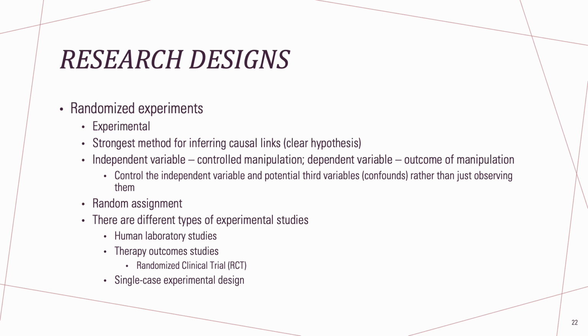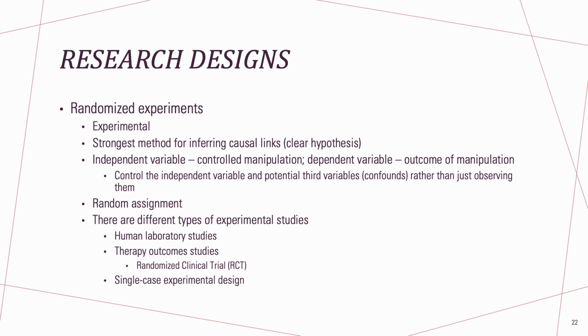So in the previous slide with the spurious correlation, I showed you that third variable that could account for the relationship between the independent and the dependent. Here in the randomized experimental design, we're actually controlling for that third variable. We're aware, and we're gonna account for that by really controlling the independent variable and any potential third variables. I talked about this already, but there's also random assignment. So if you have two conditions, let's say there's a treatment condition and a control condition, you are randomly assigning participants to receive one of those.